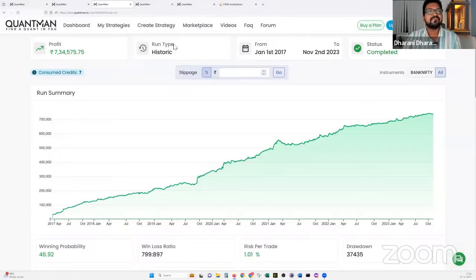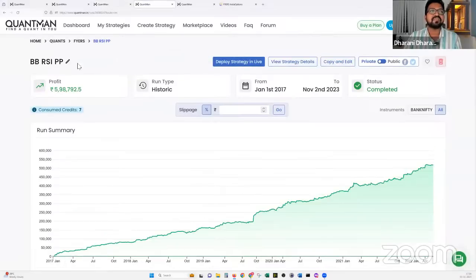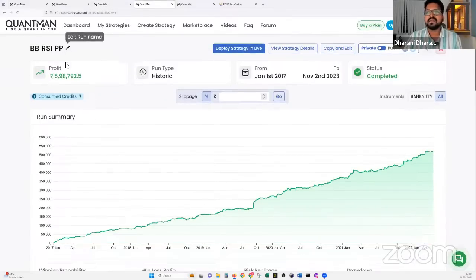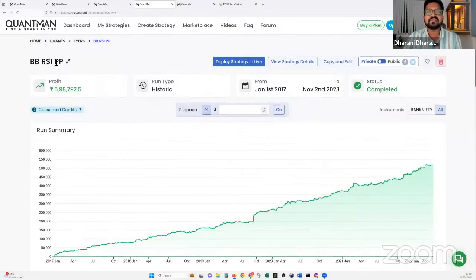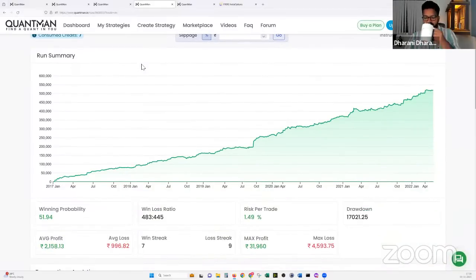Okay, so now we have this RSI. Along with that, we add pivot point. Now it shows 1.49. So now which one is the best? Whether it's BB plus RSI or BB plus RSI plus PP. Which one is best?